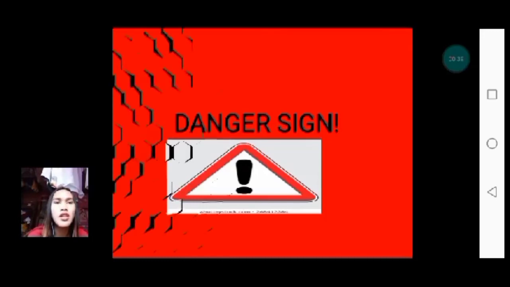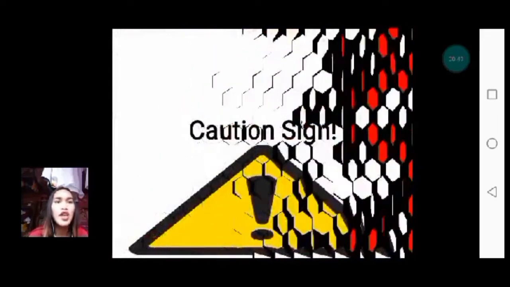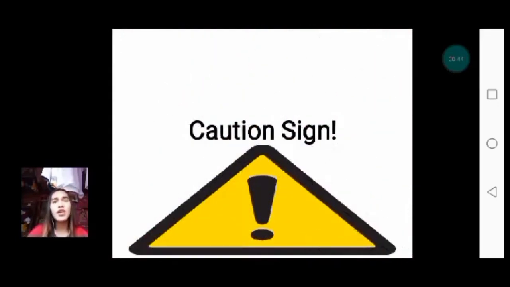Next is the caution sign. These are used in areas where potential injury or equipment damage is possible, or to caution against unsafe practices. A caution sign should only be used if there is a risk of personal injury. This is also common to us.